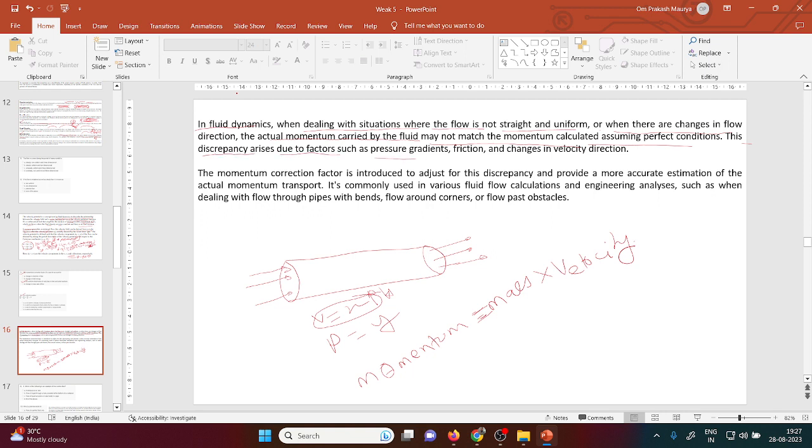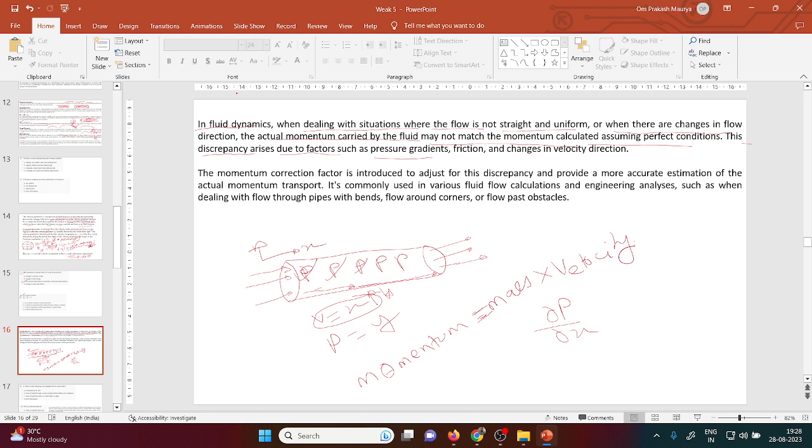And what is written here in the other line: this discrepancy arises due to factors such as pressure gradient. Pressure gradient is what? The del p by del x. If you consider x in this direction, how the pressure changes as you move in the x direction is known as the pressure gradient. So, change in pressure with respect to change in x. This is written here: pressure gradient, friction, and the change in velocity direction.